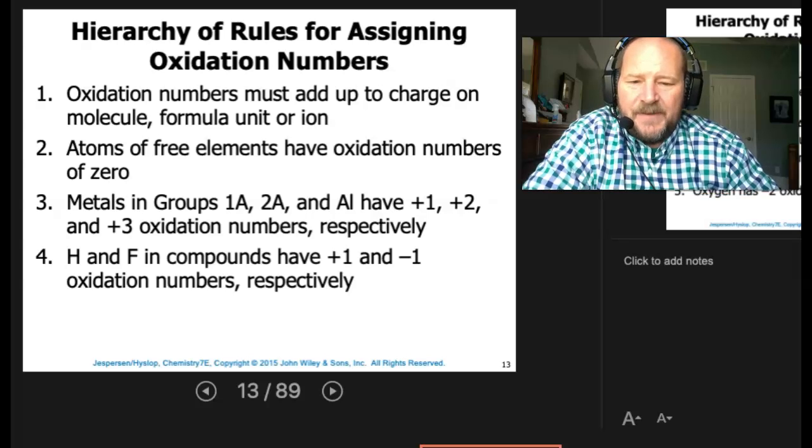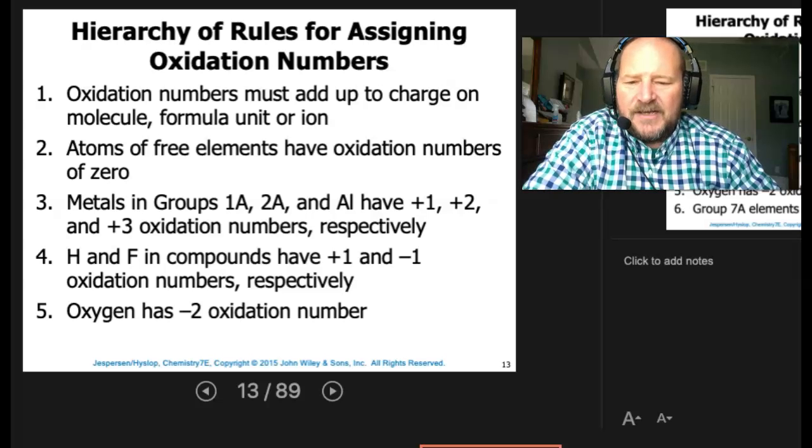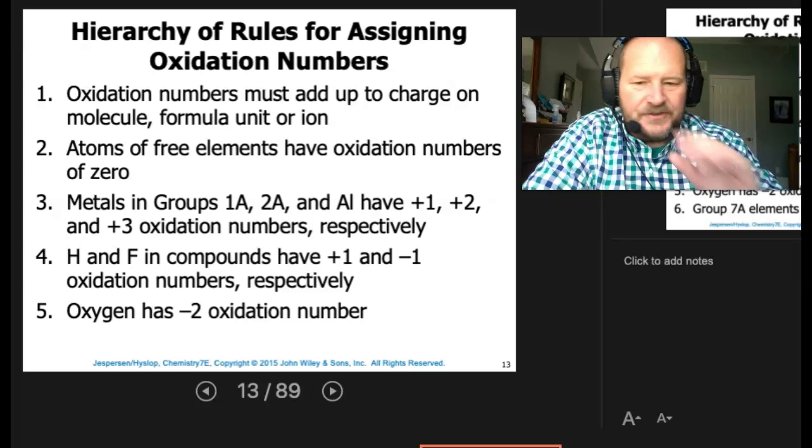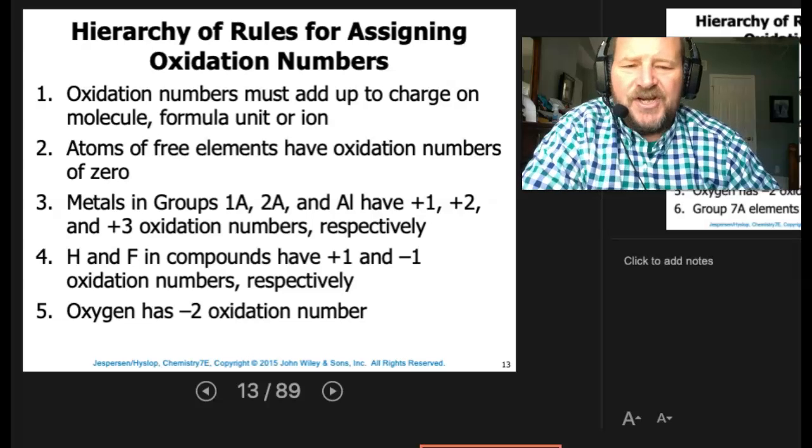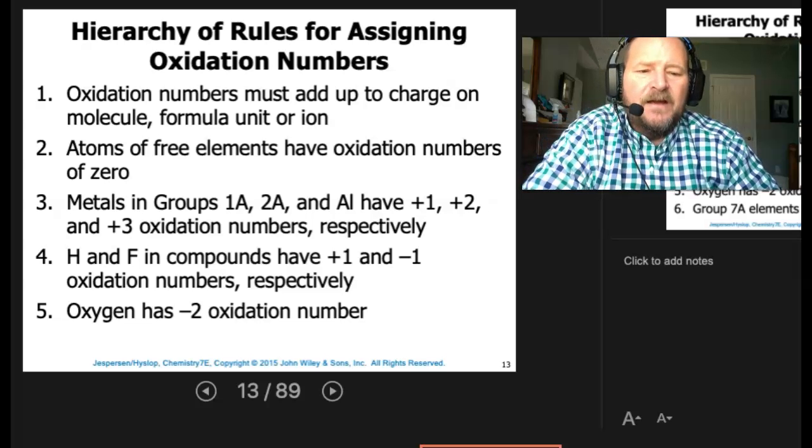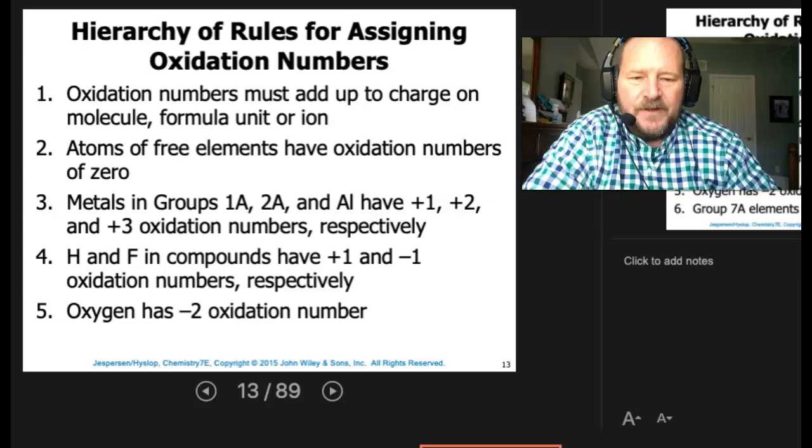Hydrogen and fluorine in compounds have +1 and -1 oxidation numbers respectively. So hydrogen is always going to be a +1 and fluorine is always going to be a -1. Oxygen has a -2 oxidation number. Now, oxygen is not always a -2, but it's typically going to be a -2. If you have a peroxide, so H2O2 or K2O2, 2 common peroxides, then oxygen will be a -1.